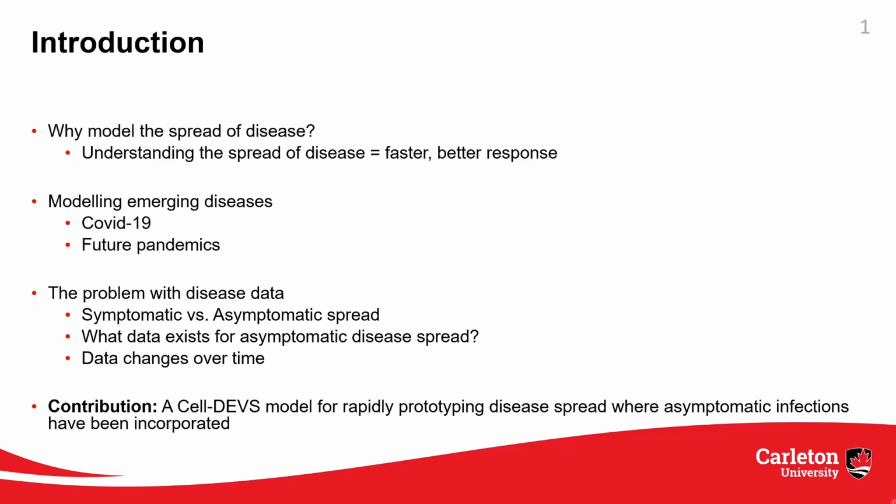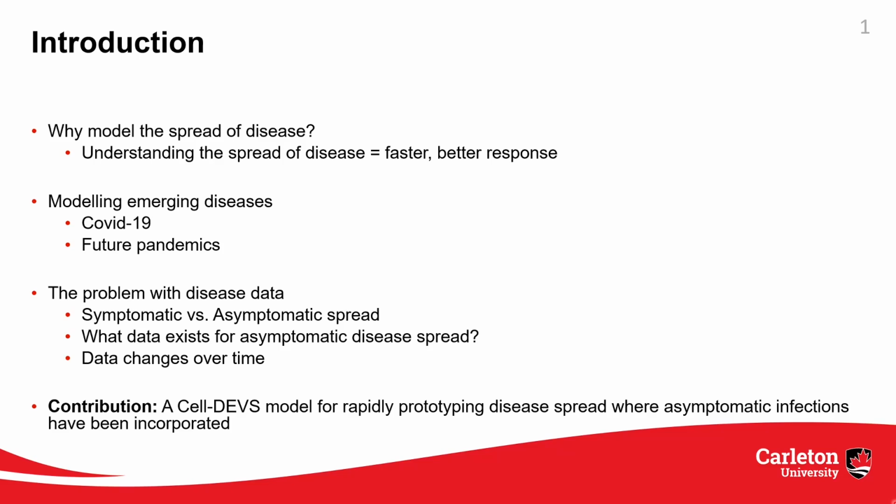Why model the spread of disease? The quick, easy reason: understanding the spread of disease allows for faster and better response. Health officials can use models, and they can design and change their response based on what the model is showing. If we have accurate models predicting that a disease is going to start rising significantly much sooner than we expected, we can implement those lockdowns and those mandates much sooner than we had originally planned, potentially stopping the disease before it reaches much, much higher peaks.